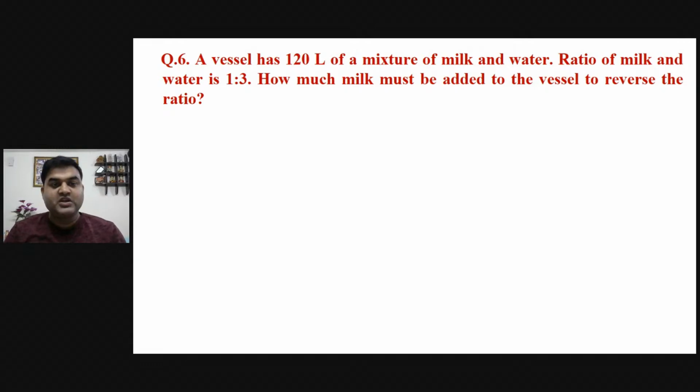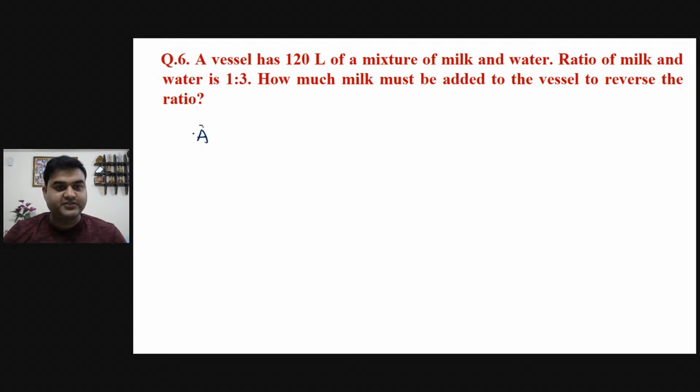The sum is: a vessel has 120 liters of a mixture of milk and water. The ratio of milk and water is 1 is to 3. How much milk must be added to the vessel to reverse the ratio? Let's try doing the sum. A vessel has 120 liters of a mixture of milk and water.